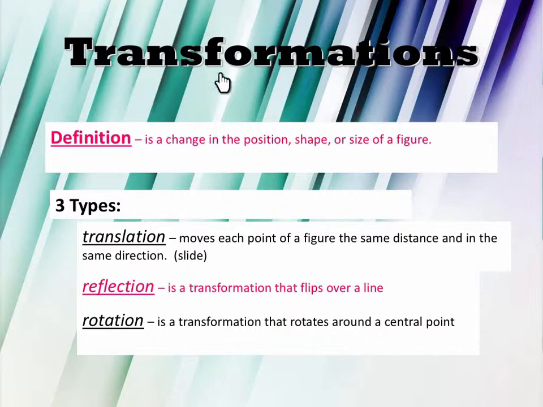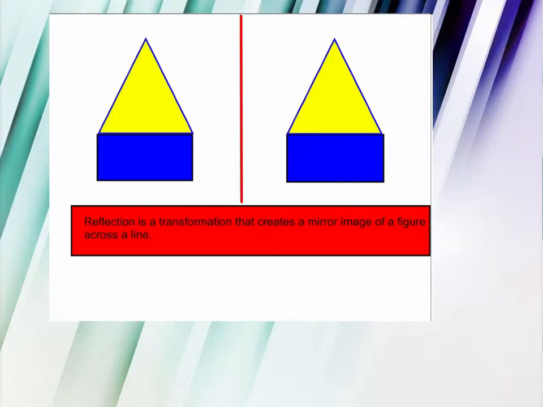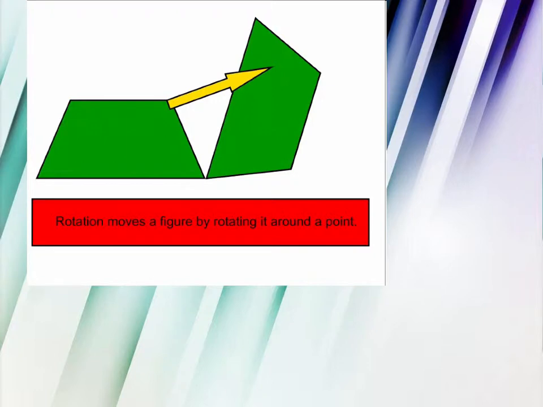Now you'll hear me use the word transformations over and over again, and for this video we're only talking about the first type, which is translations. Here's an example using shapes. A translation moves a figure horizontally, vertically, or diagonally. A reflection is a transformation that creates a mirror image of a figure across a line. And a rotation moves a figure by rotating it around a specific point.